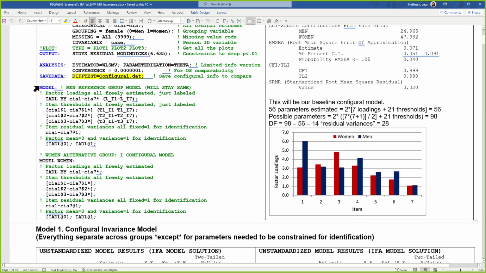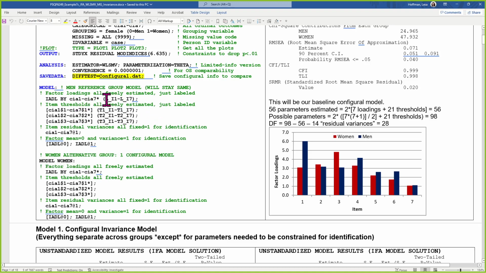So just as we had for our multiple group example in CFA, we have a model for the reference group, and then a model for the alternative. Previously I had the women as the reference. Now I'm switching it up to have the men as the reference. So this is a binary group example.